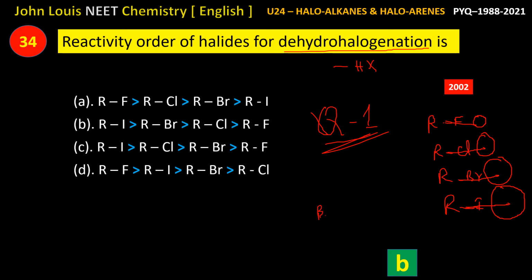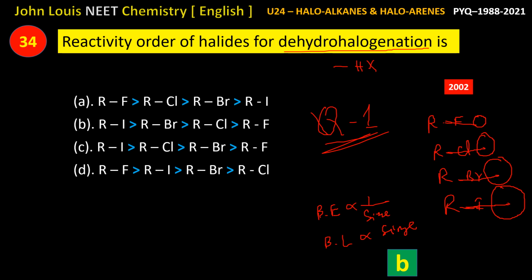See here, bond enthalpy or bond strength depends on what? Size. So bond length is depending on what? It is directly proportional to size. So when bond length increases, what happens? The bond strength decreases. When bond strength decreases, what will happen?